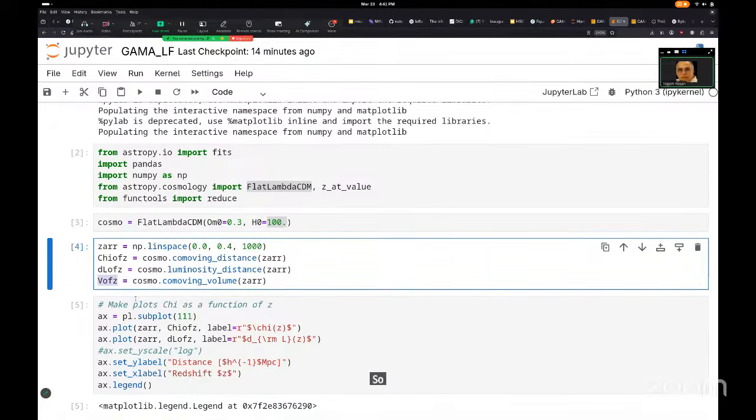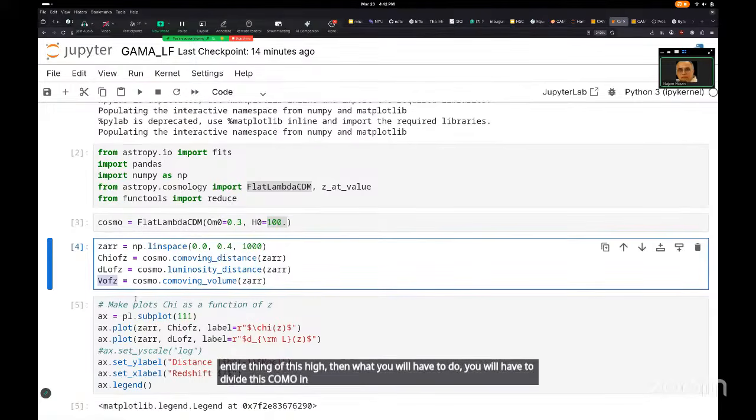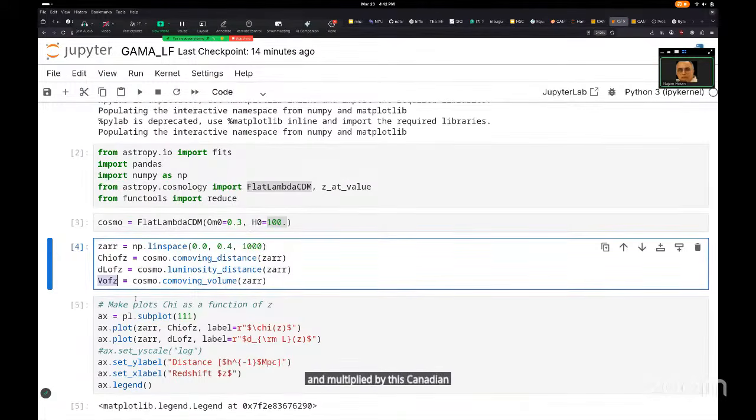So this is how you get the comoving volume. Now, if the survey covers only certain steradians, not the full entirety of the sky, then what you will have to do is divide this comoving volume by 4 pi and multiply by the steradians, and then you get the volume of the cell, the redshift cell.